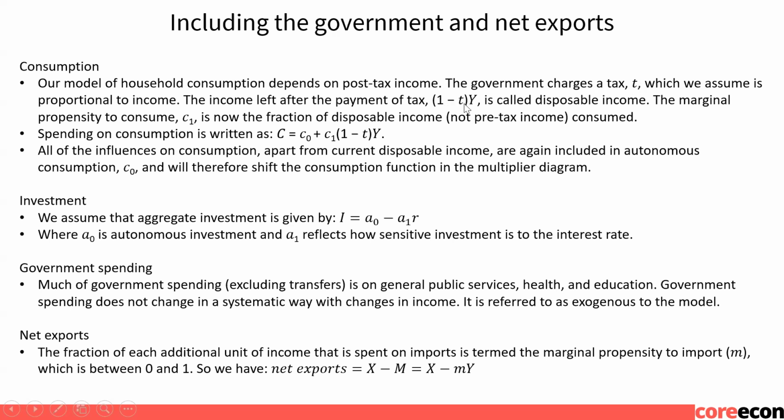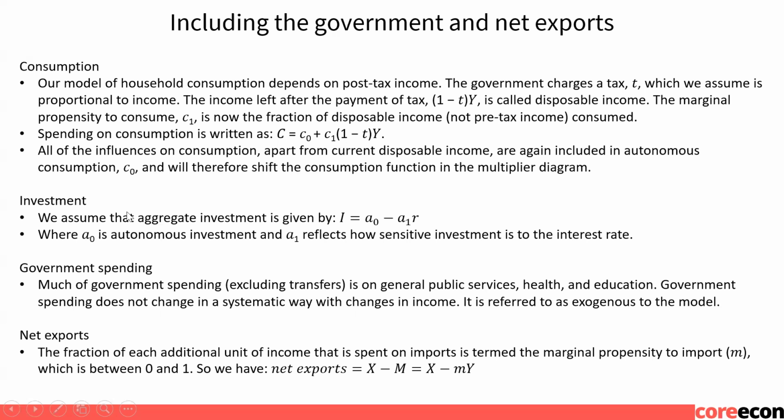So 1 minus t is what's left to you to spend. So now our consumption function is going to look like the autonomous spending plus c1 times y. That was our income-dependent part of the consumption, but that's now also reduced by the taxes. So whatever is left post-tax is affecting the consumption decision.